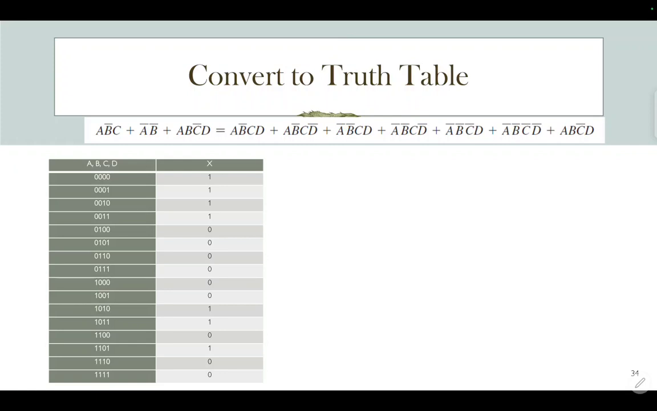By looking at this equation, you have X equals AB bar C plus A bar B bar plus ABC bar D, and it equals AB bar CD plus AB bar CD bar plus A bar B bar CD plus A bar B bar CD bar plus A bar B bar C bar D plus A bar B bar C bar D bar plus ABC bar D.